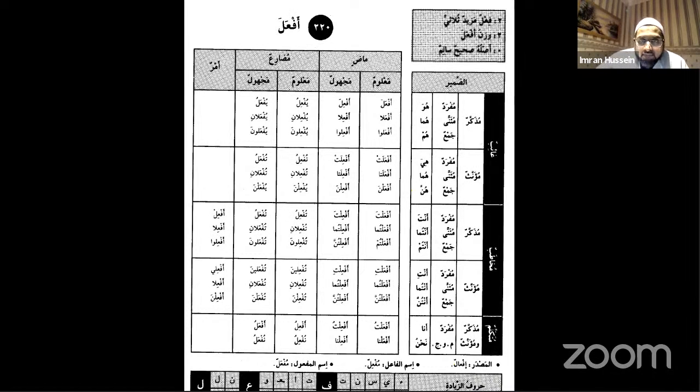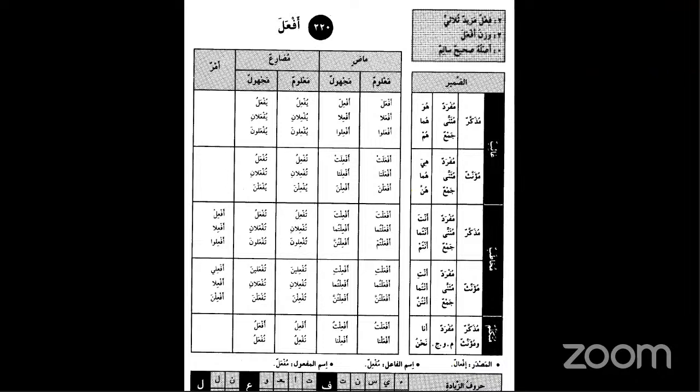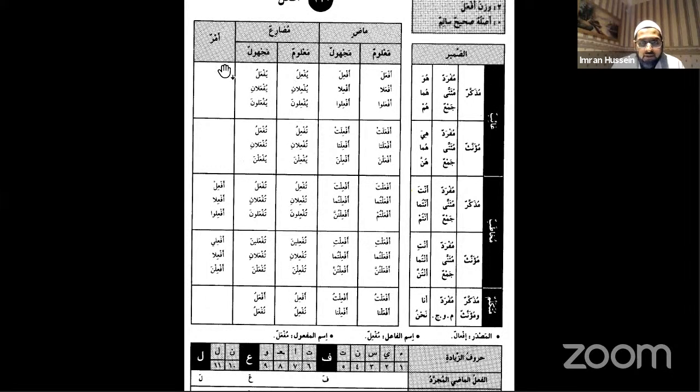Would you be able to conjugate for me yukhriju in the present tense? Yukhriju, yukhrijani, yukhrijuna. Tukhriju, tukhrijani, yukhrijna. Tukhriju, tukhrijani, tukhrijuna. Tukhrijina, tukhrijani, tukhrijna. Ukhriju and nukhriju. Excellent. Sister Jawad, can you come on the mic as well?